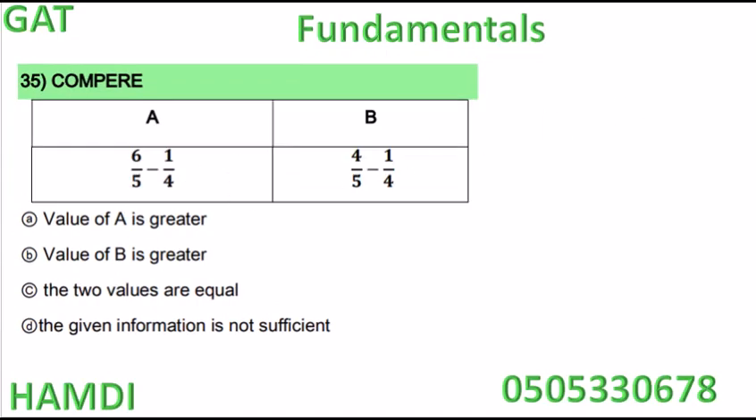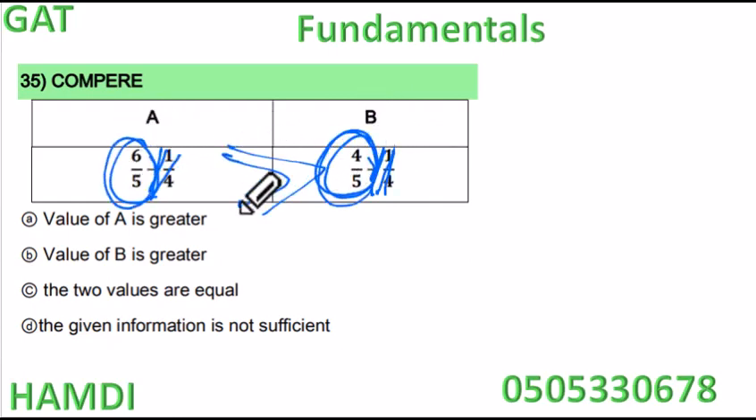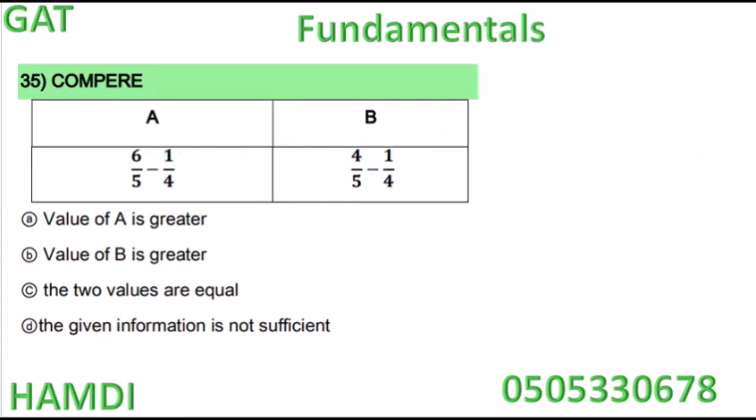Question number 35. Here we cancel the same quantity from here and here because they are equal. Now compare 4 over 5 and 6 over 5. 6 over 5 is greater than 4 over 5. Value A is greater. As they are equal, we cancel equal quantities from both sides.